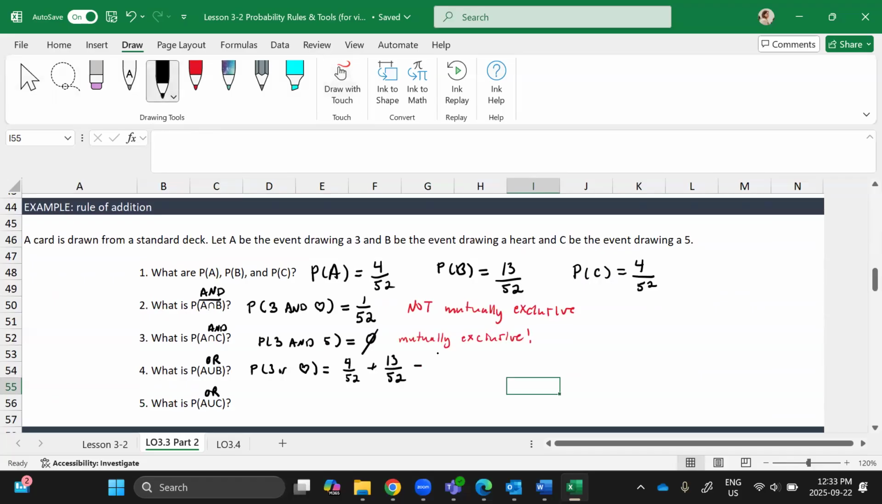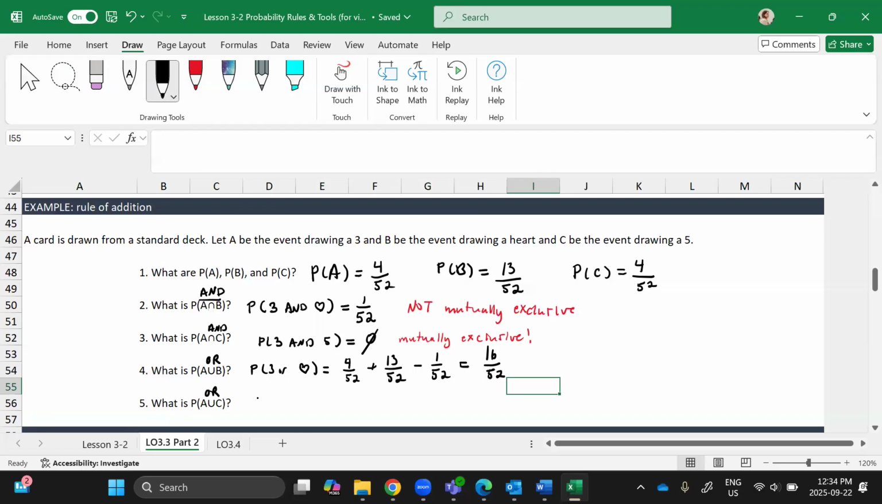So they both occur. When you get the 3 of hearts, you have to subtract that probability so you don't double count it. 4 plus 13 would be 17, minus 1 is 16 out of 52 is now the probability.